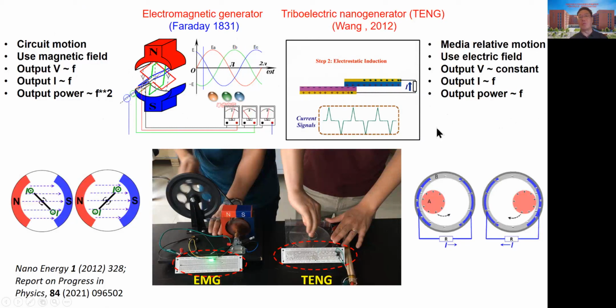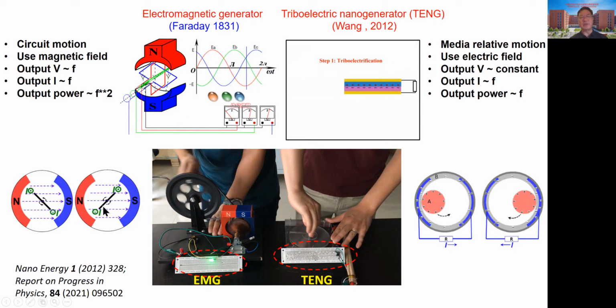So the TENG has the advantage of a high output voltage, and can in fact convert tiny mechanical energy into electricity. The difference is that the electromagnetic generator uses circuits which cut the magnetic field. The TENG utilizes two media which have a relative movement. So the media have movement, and this gives you a different situation compared to the conditions under which the traditional Maxwell equation was derived.